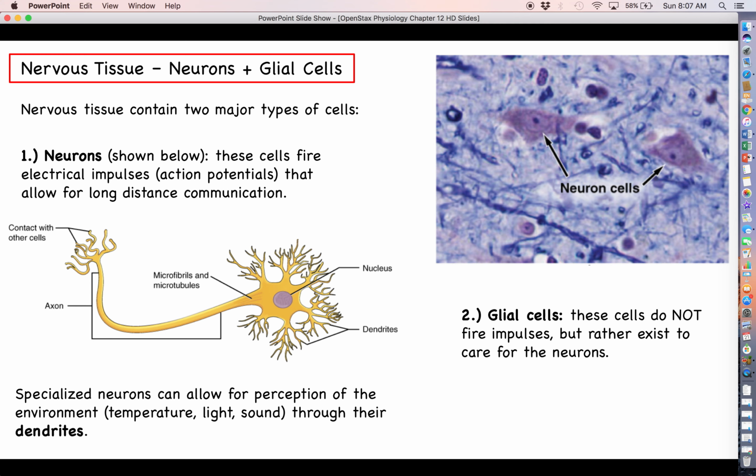And then the other type of cell, generally speaking, are called glial cells. There are quite a few different types of glial cells, and we will talk about them later on, but the most important thing that we talked about before is that you need to understand these cells do not actually send electrical messages themselves. They exist totally to take care of the neurons.